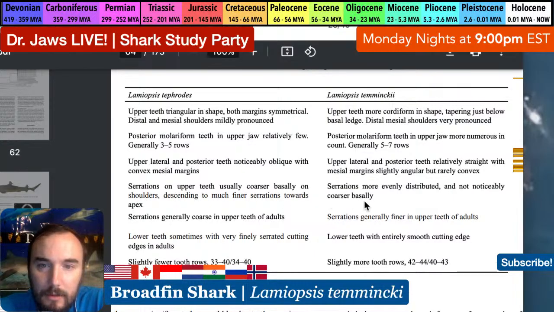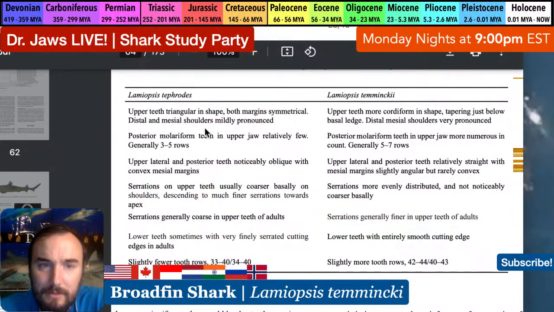Let's see. Serrations notes, very interesting. So Lamopsis tephroides: serrations on upper teeth usually coarser basally on the shoulders, and it doesn't have much finer serration towards the apex. For the broadfin shark, the serrations are more evenly distributed, and not noticeably coarser basally.